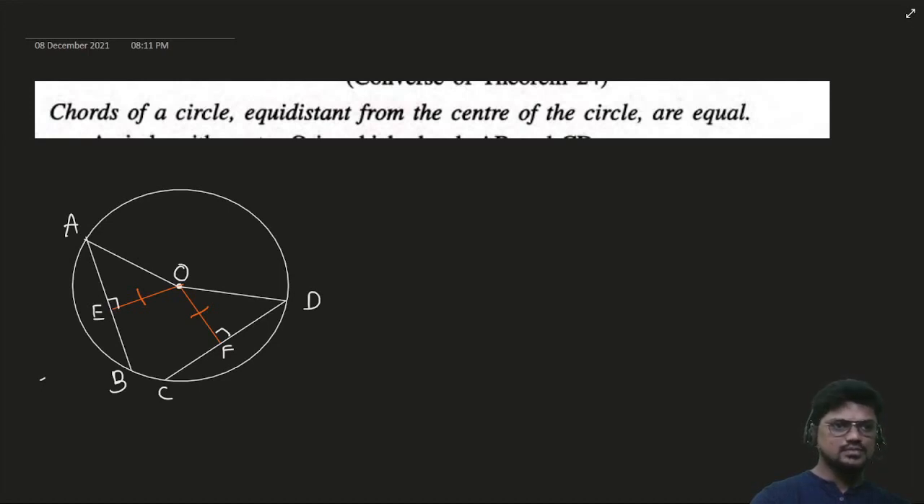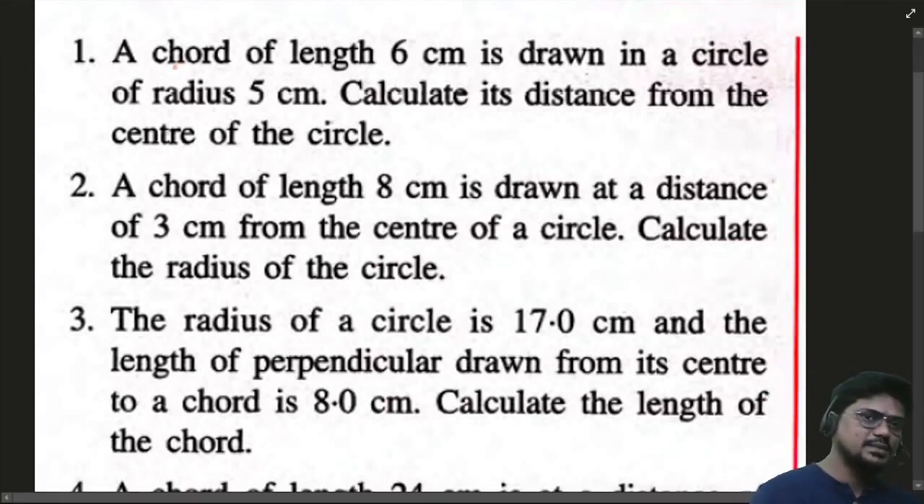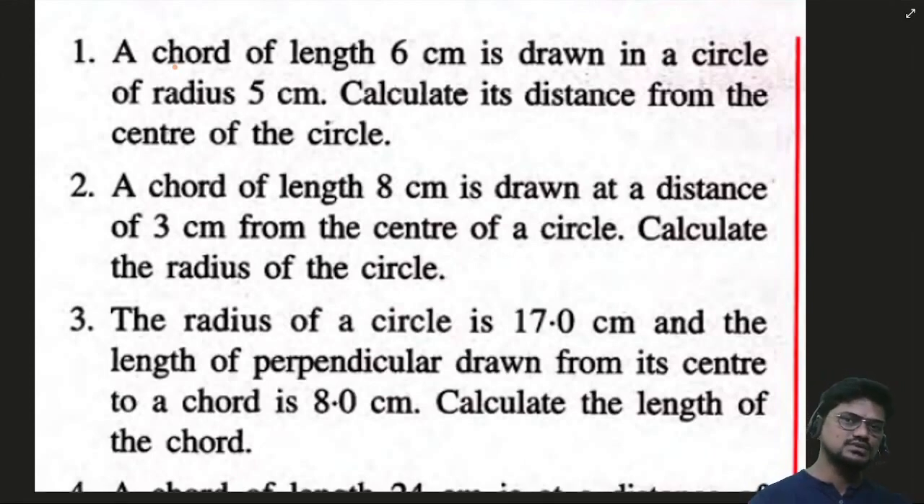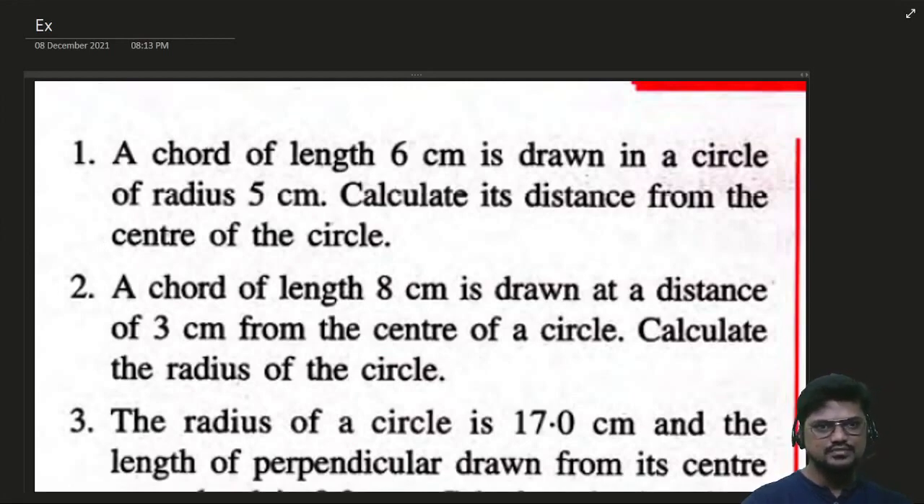Okay, fine. Now the next we will do. A chord of length 6 cm is drawn in a circle of radius 5 cm. Calculate its distance from the center of the circle. That's all. It's a very easy question. Once you understand, it's very easy.